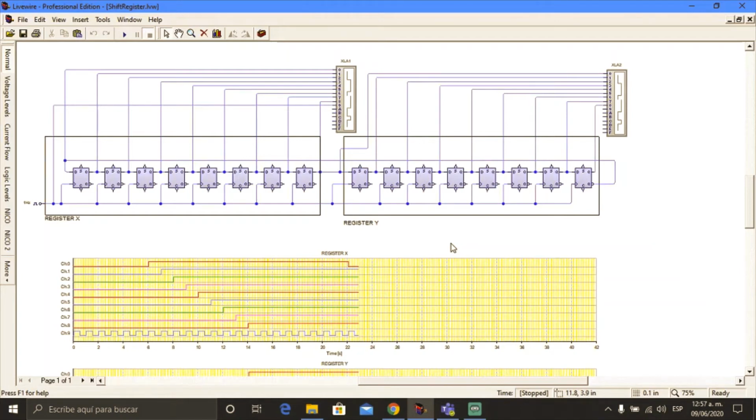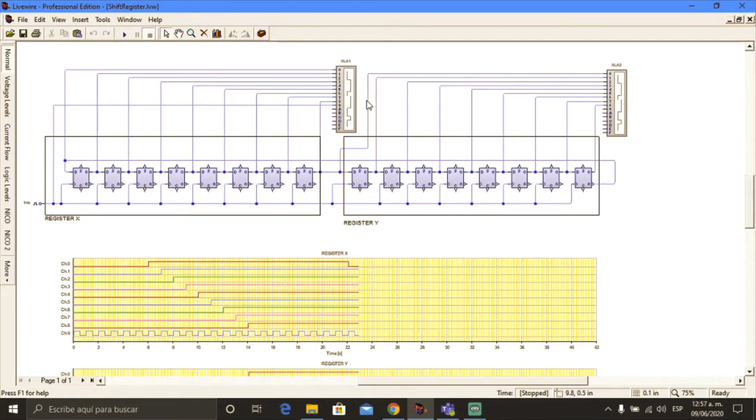Let's start with the simulation. We're using Livewire Professional Vision software, and it basically works as follows. First of all, let's take a look at the 2-byte register. Actually, 1 byte for register X and another byte for register Y.